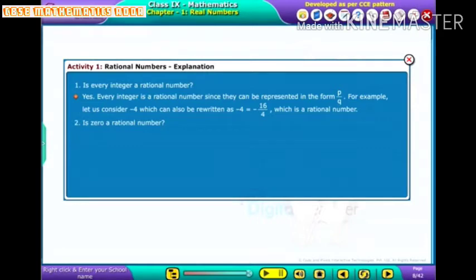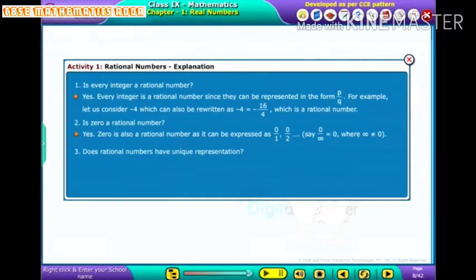2. Is 0 a rational number? Yes. 0 is also a rational number as it can be expressed as 0 by 1, 0 by 2, and so on. Say 0 by infinity is equal to 0, where infinity not equal to 0.